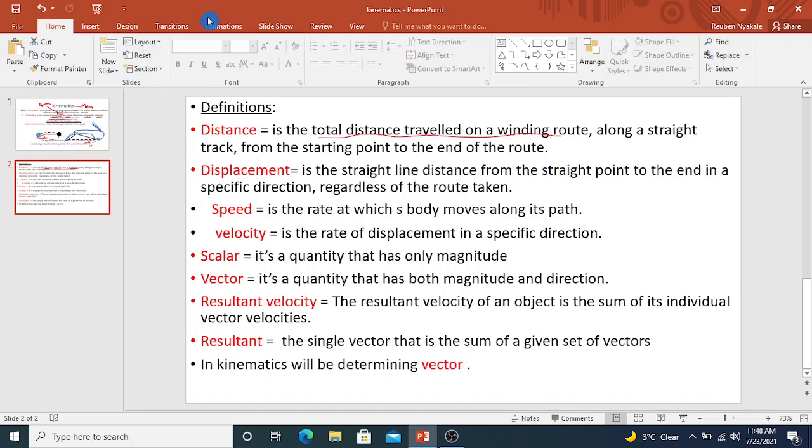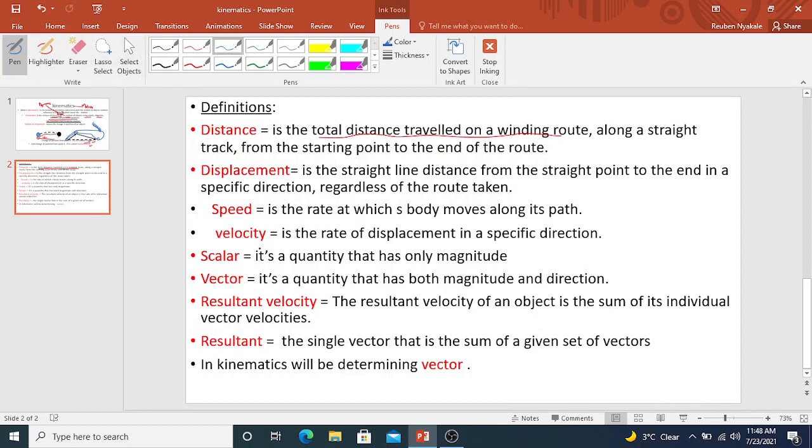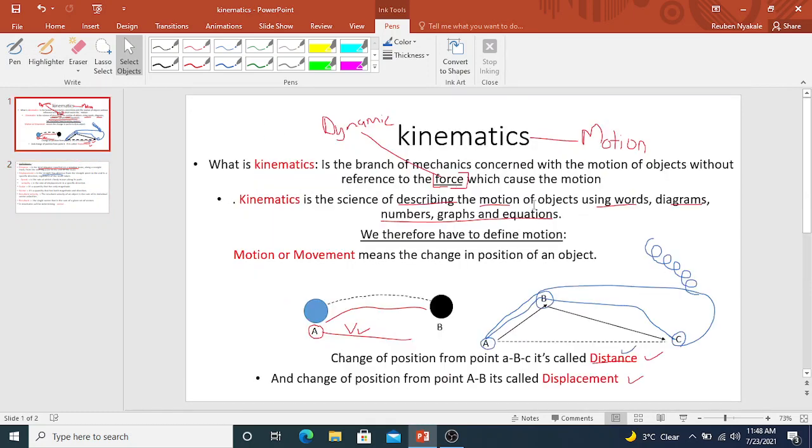Let's look at this. It is the straight line distance from the starting point to the end in a specific direction. Now check this, look at this. From A to my pen, it's going bizarre on me now. I don't know why.